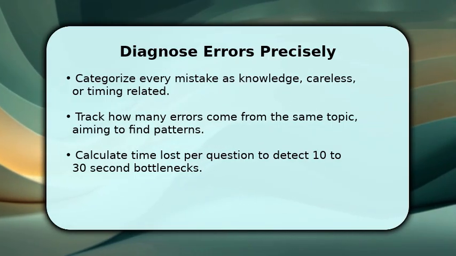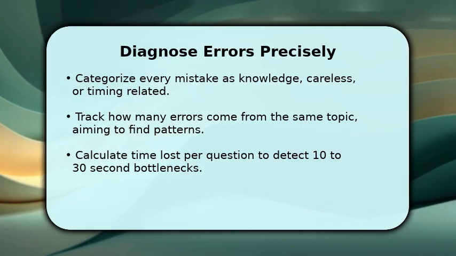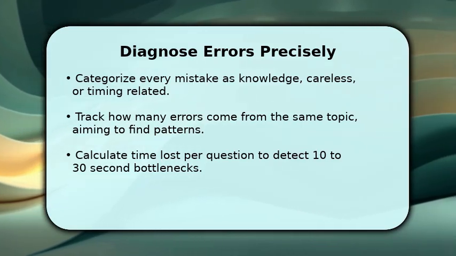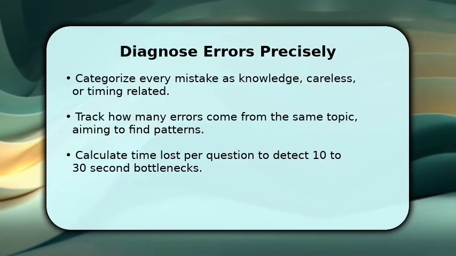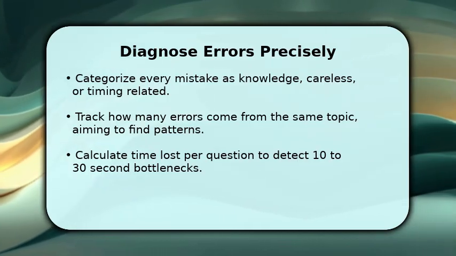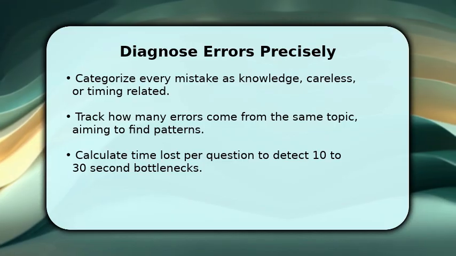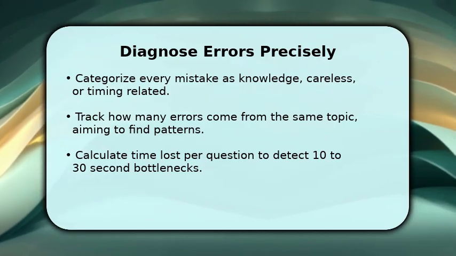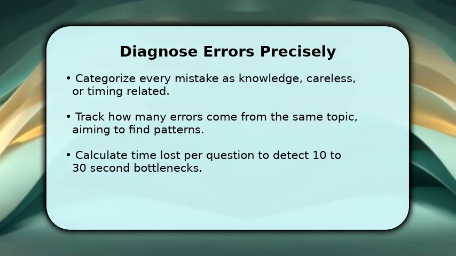For careless mistakes, examine distracting habits and the specific step you skipped. Calculate time lost per question to detect 10 to 30 second bottlenecks that cost you points. Summarize findings by topic and error type so you can target your practice with precision.